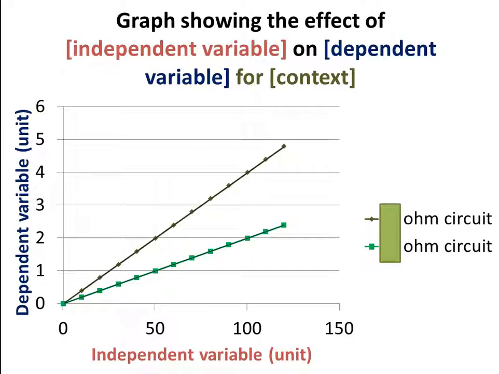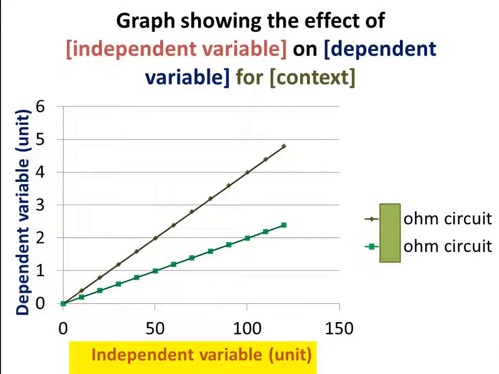Now let's plot this data. I've done that already. We can see that we have two straight lines, which is not a surprise because these variables are directly proportional to one another. And when two variables are directly proportional to one another, you get a straight line which goes through the origin.